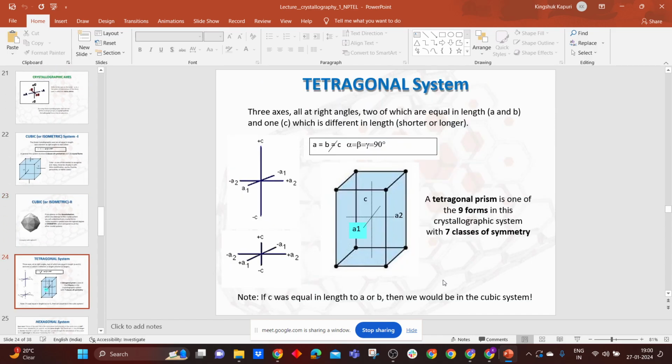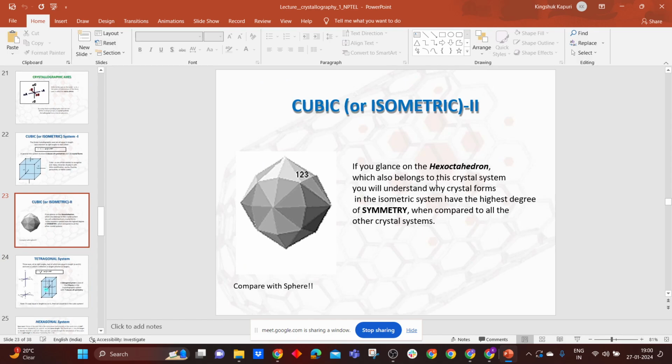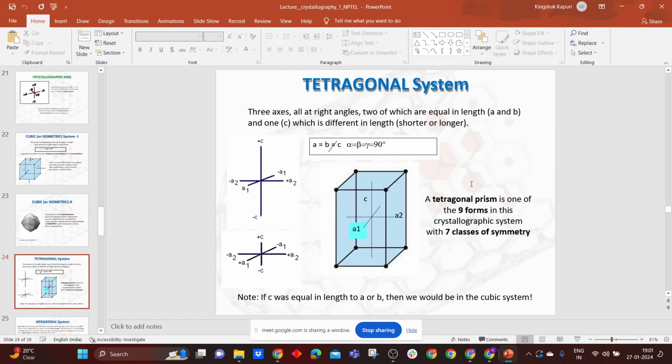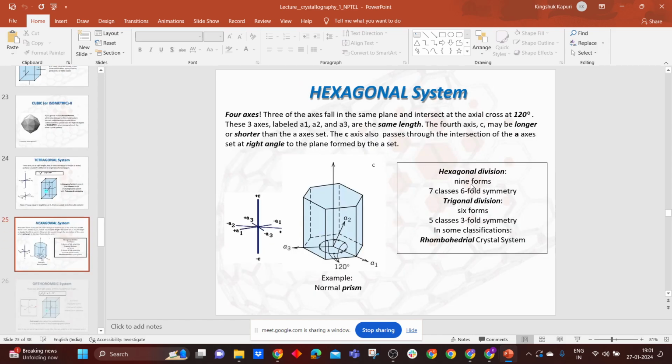Similarly, as I was telling, at a glance, the hexoctahedral class is the normal class of the isometric system, which consists of 48 crystal faces, having the highest degree of symmetry among all the crystal systems. Please remember these normal classes for each of the systems, because the normal classes are always frequently asked in the JAM or in the GATE examination, and this general configuration also.